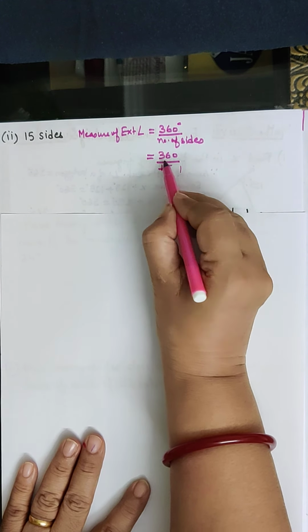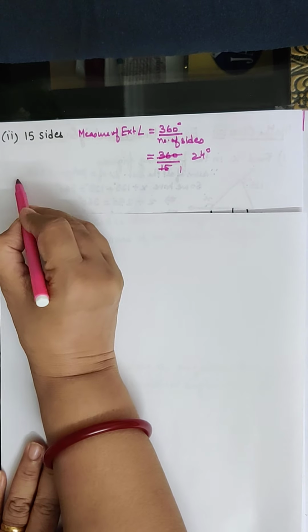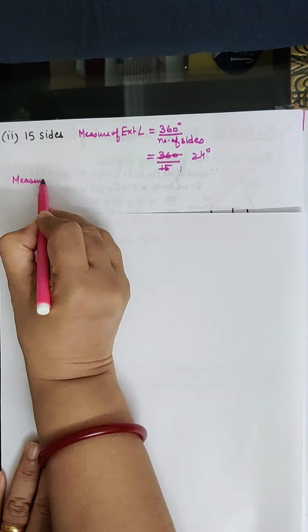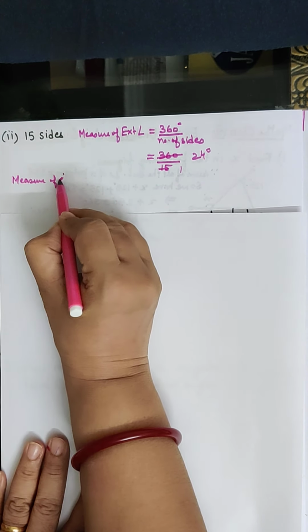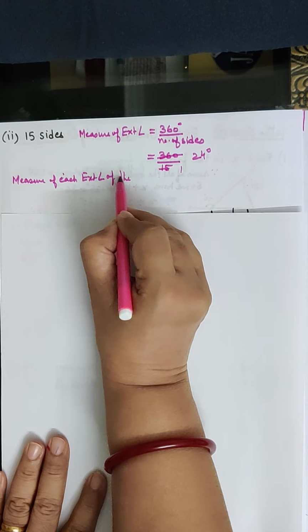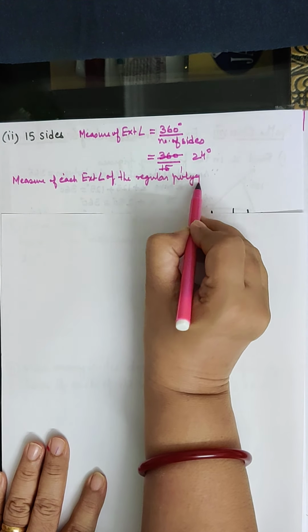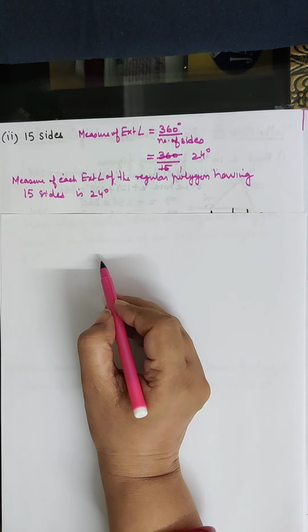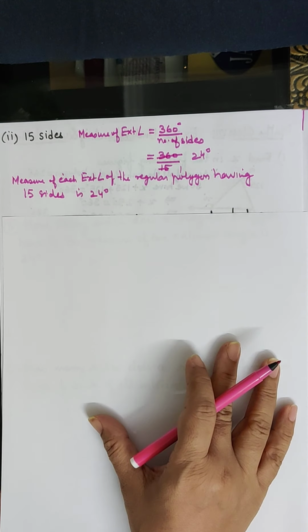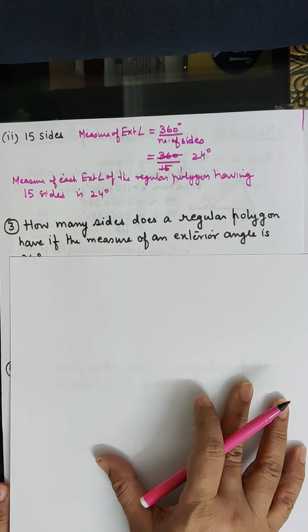Measure of exterior angle is 24 degree. So we will write measure of each exterior angle of the regular polygon having 15 sides is 24 degree. Okay. Now coming to the third question.